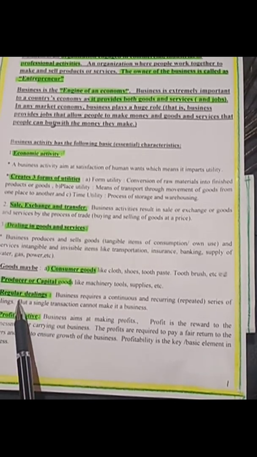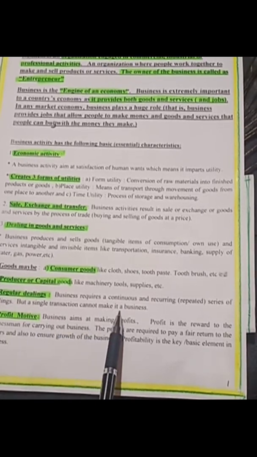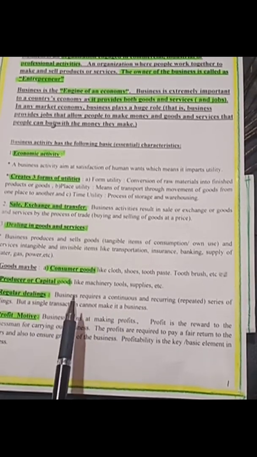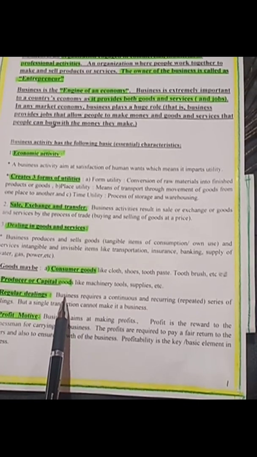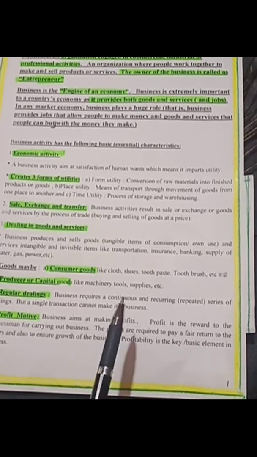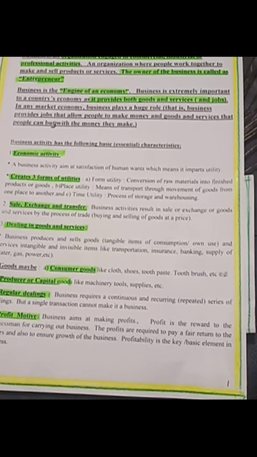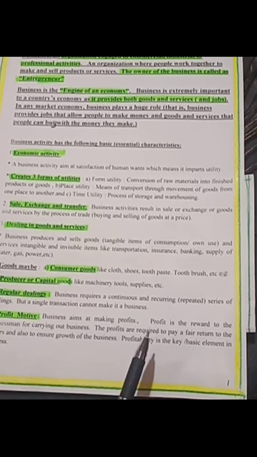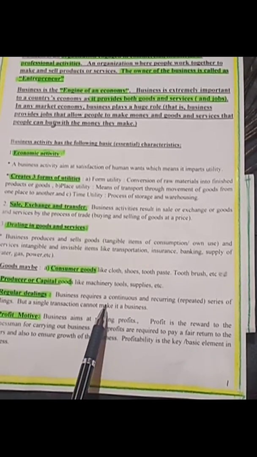Fourth important feature is regular dealing. I am telling you, children, a single transaction cannot make a business. See, people open shop in the morning till evening, so many transactions take place. They don't close the shop with one transaction most of the time. So business requires continuous and repeated series of dealings, repeated, recurring. But a single transaction cannot make it a business. So please note down, regular and continuous exchange of goods and services is important, children.